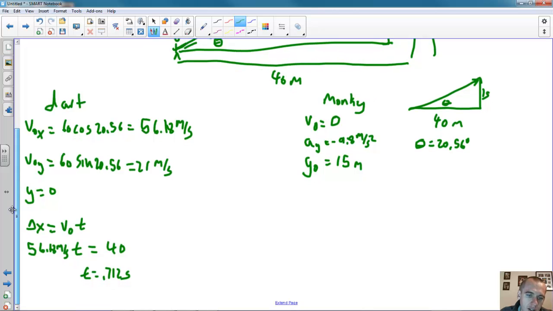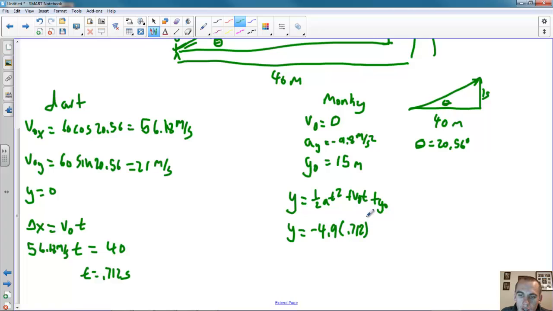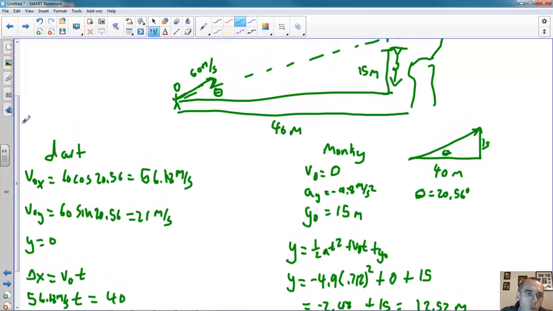Now, where's the monkey at this time? If they're in the same spot, then the monkey gets hit. So I want to know where the monkey is. y equals 1/2 a t squared plus v naught t plus y naught. So y equals negative 4.9, half of 9.8, times 0.712 squared, plus his initial velocity, which is 0, plus his initial position. Remember, the monkey started 15 meters up in the tree. Negative 4.9 times 0.712 squared is negative 2.48, and plus 15 gets us our final position of 12.52. So the monkey is 12.52 meters off the ground, or off our 0 point, when the dart reaches the monkey's horizontal position.